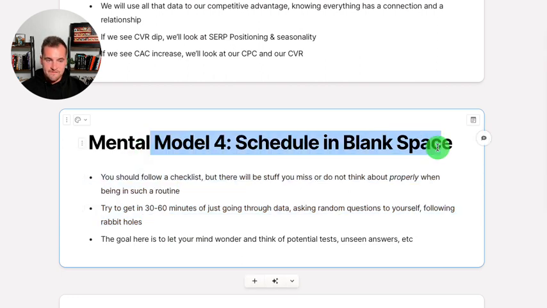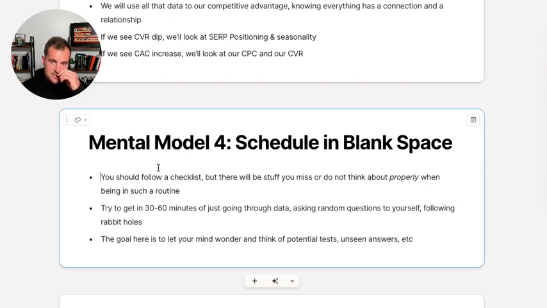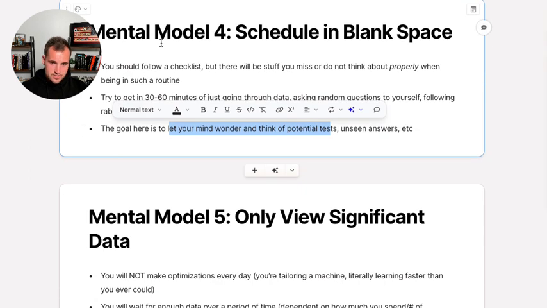You should not have a goal of fixing anything in this blank space. This is more about allowing yourself to think of new strategies, see potential holes you're missing, maybe see something, oh, I haven't tested this, I'll add it to my next month's checklist to test, right? Always just allow yourself to go through there and just see, just let yourself wander. That's a huge one.